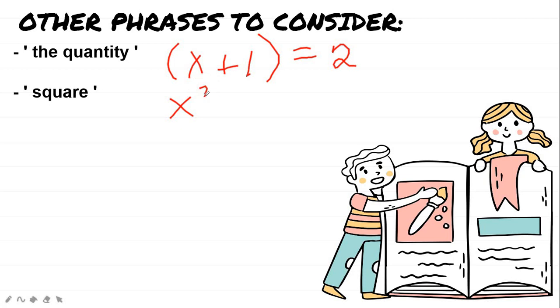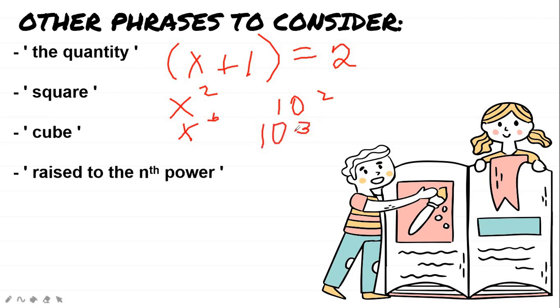The square of a number is, for example, x squared. The square of 10 is 10 squared. Next, cube. The cube of a number is, for example, x cubed. Or the cube of 10 is 10 raised to 3, or 10 cubed. And then raised to n power: n power means we can use any number as an exponent. An n power or exponent is used to multiply a number by itself as many times as indicated.